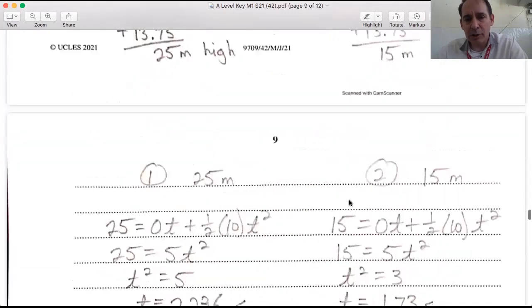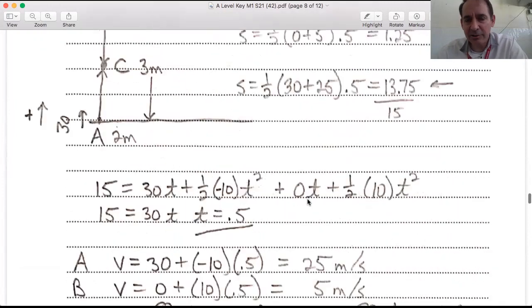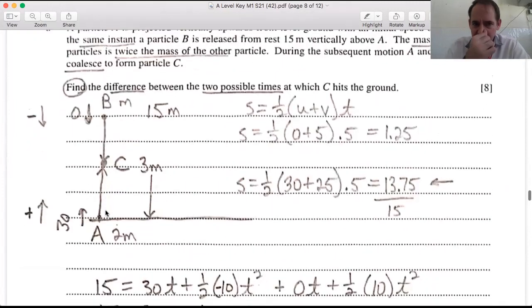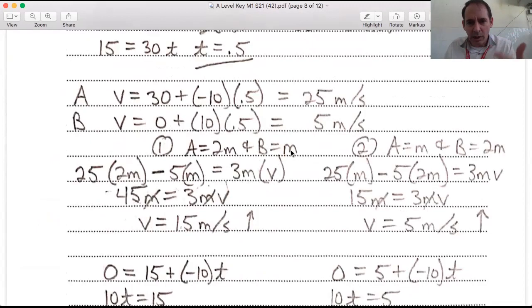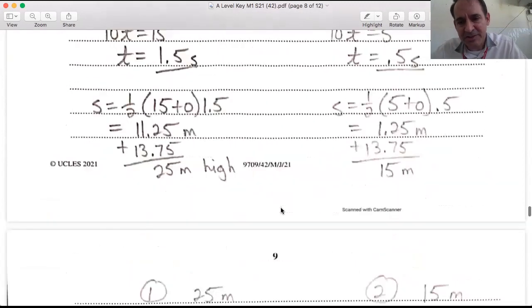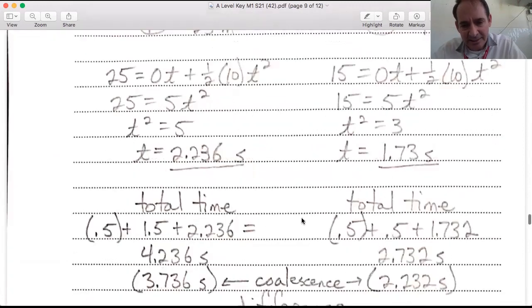So it's a lot of work. You've got momentum in here. You've got suvat in here. You've got projection. You have being dropped from rest. You have the objects colliding and coalescing, the momentum driving the object back up until gravity basically makes it stop, and then it falls back to the ground. You got 2 scenarios because the mass can be 1m, the other one 2m, and vice versa. And then solving for t in each of those stages and adding them all up.